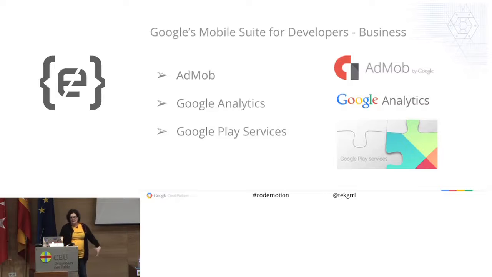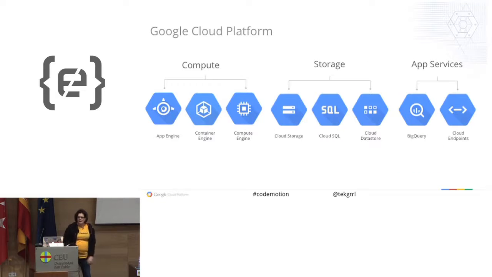Also, on the business side of things, we have other services such as AdMob, mobile ads, Google Play services for Android, and also Google Analytics. So if you want to analyze the interaction of users with your mobile device, you can use Google Analytics. Google Cloud Platform itself consists of a bunch of services.